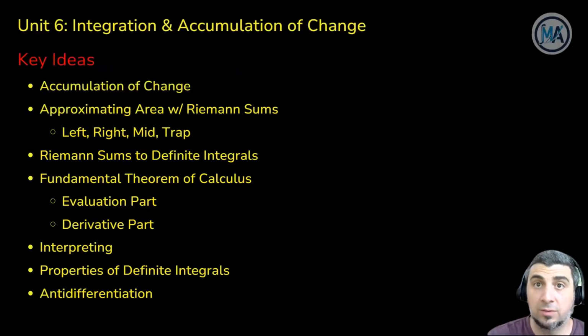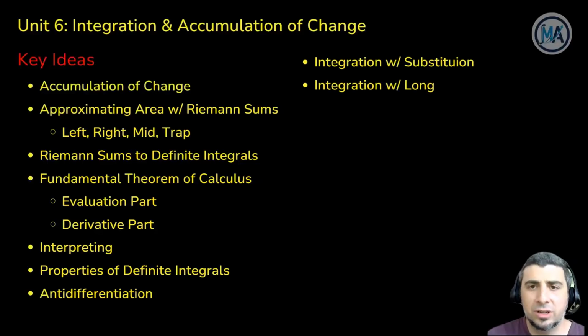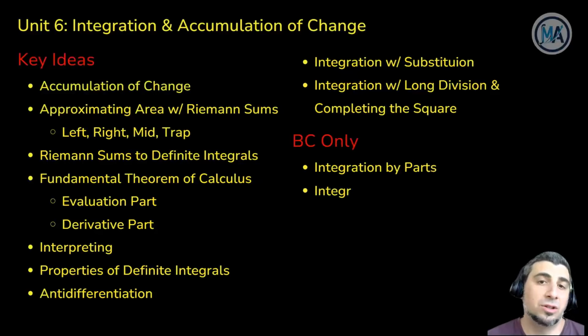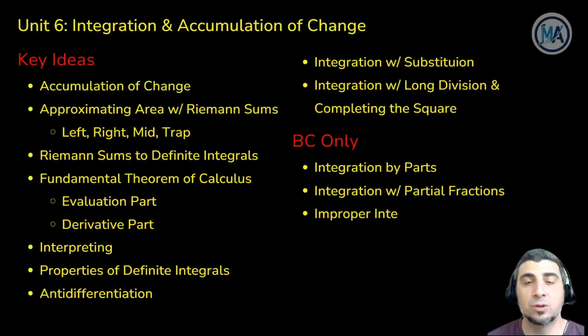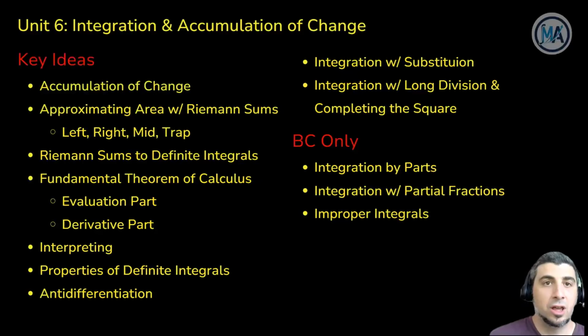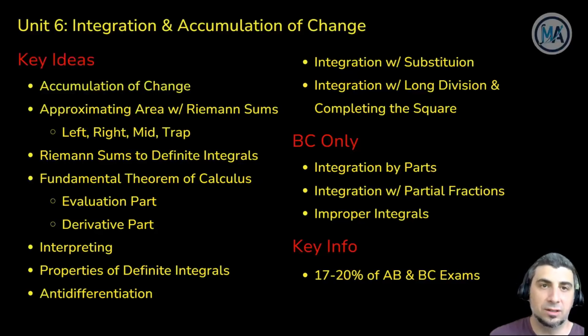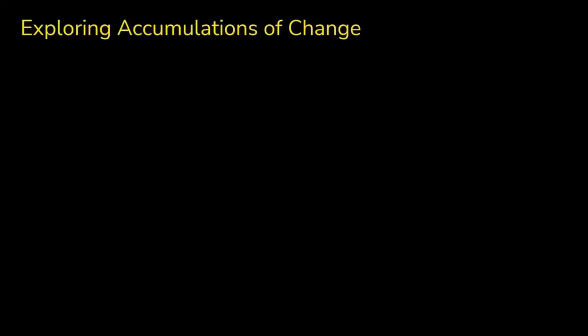Converting from Riemann sums to definite integrals in reverse, the fundamental theorem of calculus, interpreting integrals, their properties, anti-differentiation, including substitution, long division, and completing the square. This unit also has some BC only topics, which include integration by parts, integration with partial fractions, as well as improper integrals. Now, on both AB and BC exams, Unit 6 is going to show up in about 17 to 20% of the content. Let's start with the big idea of accumulation.